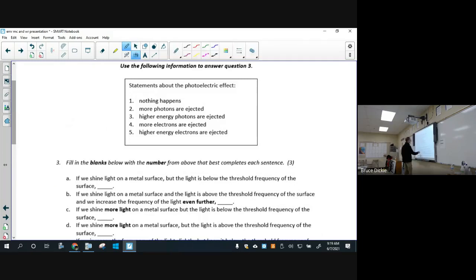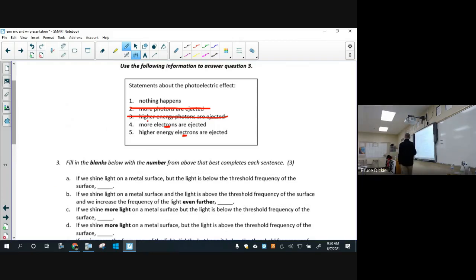Listen, guys, a fairly common mistake throughout this was 3. That's not giving me the answer for any of these. Higher energy photons are ejected. Photons are not ejected in the photoelectric effect, period. Electrons are ejected in the photoelectric effect. So 3 won't be the case. 2 won't be the case as well, actually. So we can eliminate 2 and 3 as being possibilities for any of these. Either nothing happens, or more electrons are ejected, or higher energy electrons are ejected. In no situation with the photoelectric effect will photons be ejected.